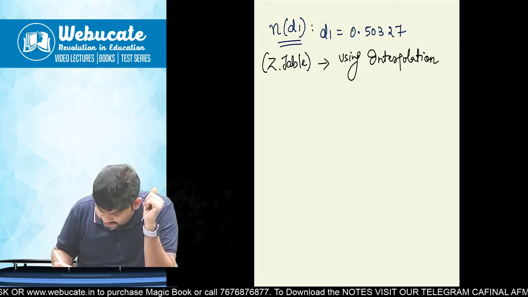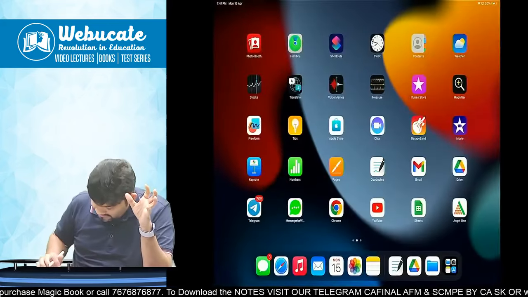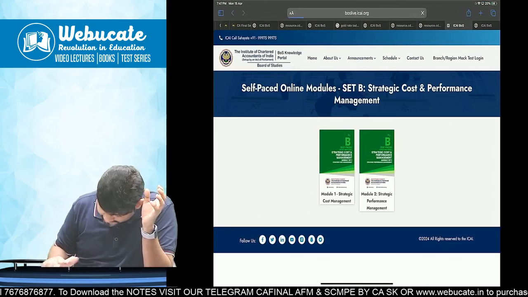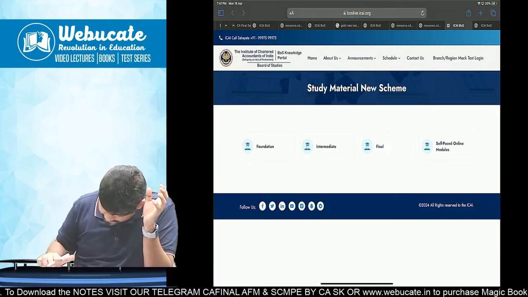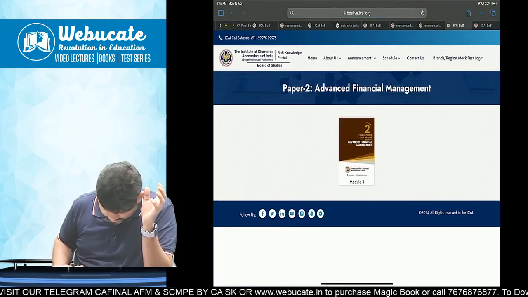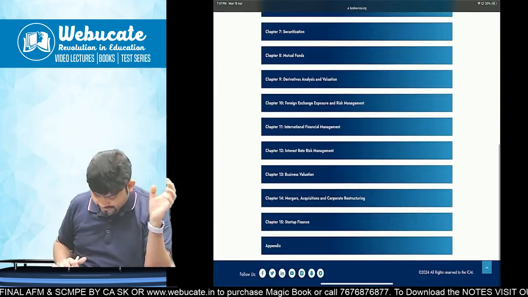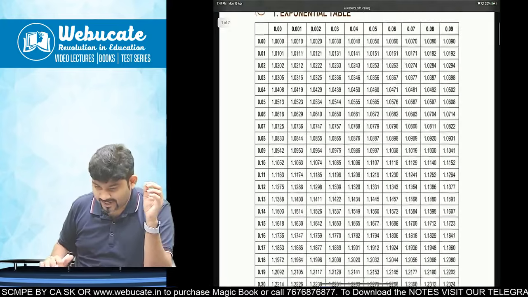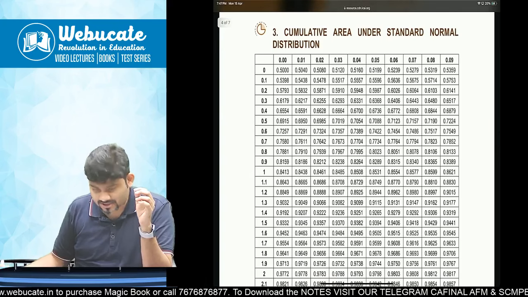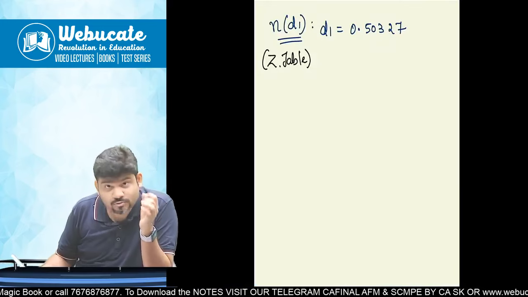Why interpolation? I'll tell you. First we will use the Z table and I'll tell you. Do you have the Z table? If not, you can download it from the ICAI website, icai.org. When you go to the website, final, advanced financial management. See here, in the end there is appendix. Click on this appendix and here you will get this table, Z table, cumulative distribution area under standard normal distribution. We need it for 0.50327, which they don't have.